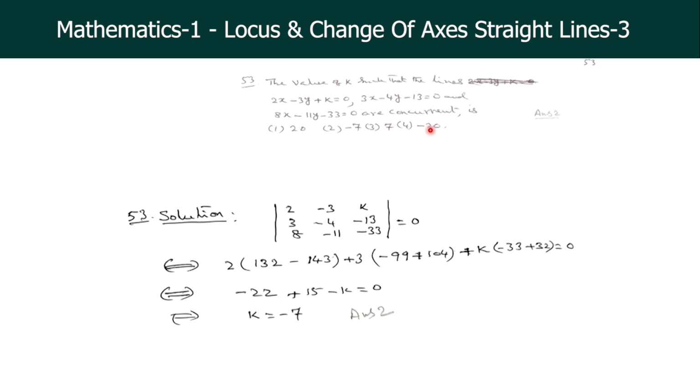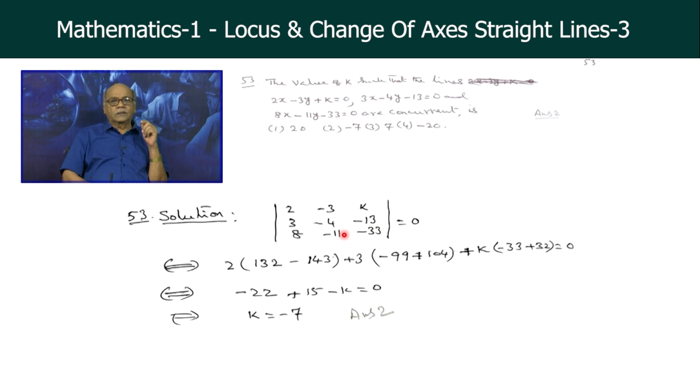And all of you know that it is taught in your classroom as a theorem. 3 lines a1x plus b1y plus c1 equal to 0, a2x plus b2y plus c2 equal to 0, and a3x plus b3y plus c3 equal to 0 are concurrent if and only if the determinant with rows a1 b1 c1, a2 b2 c2, a3 b3 c3 is equal to 0.